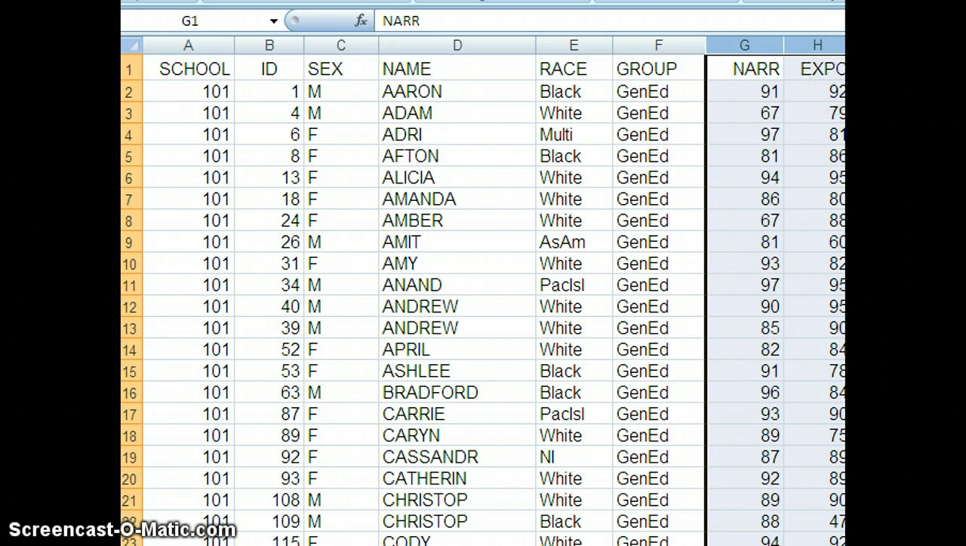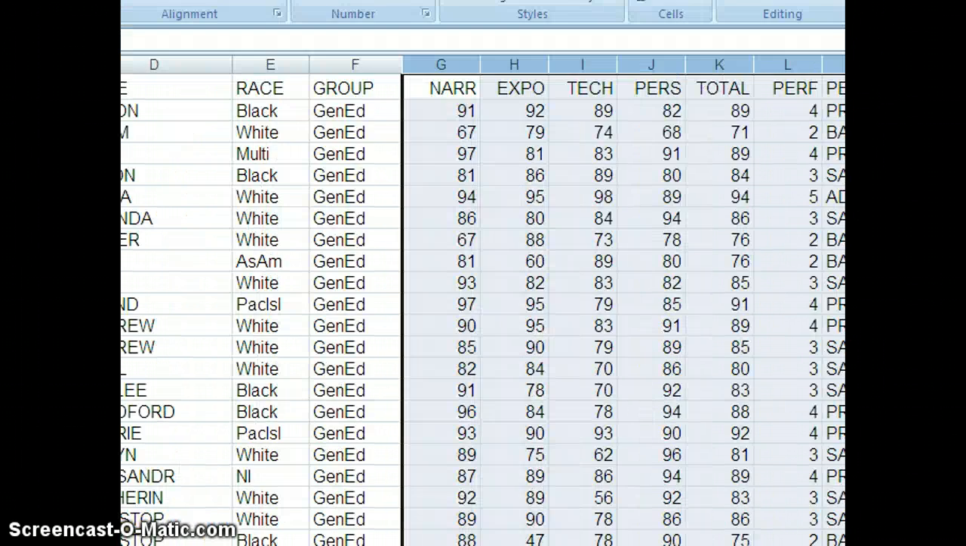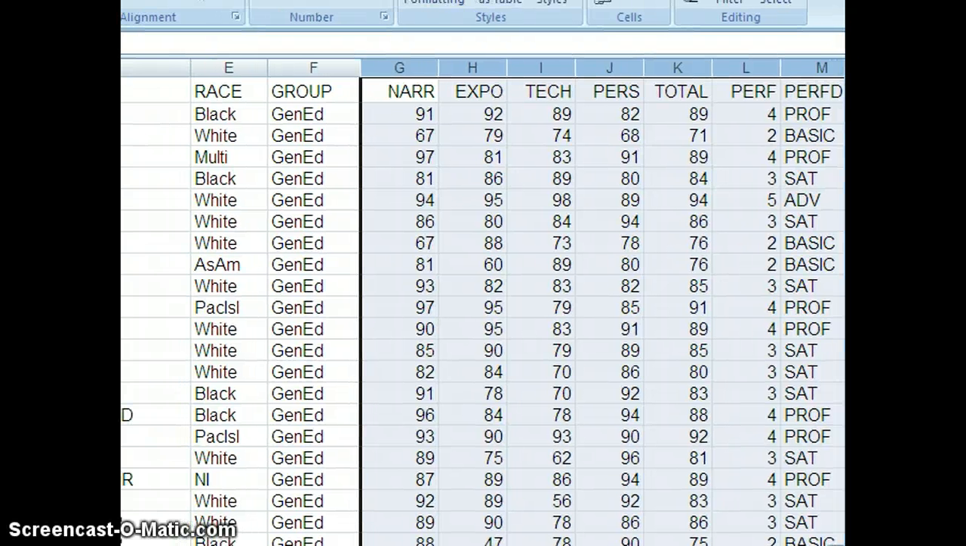So that means whenever you're looking at your file to make sense out of it, you need to know what these mean.